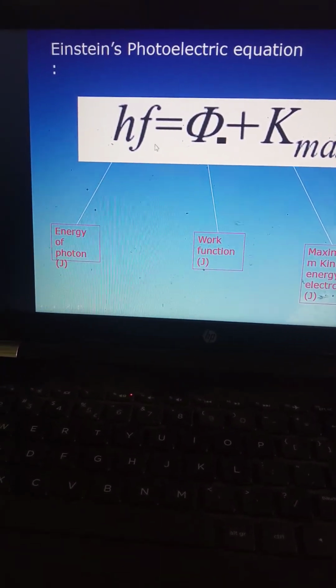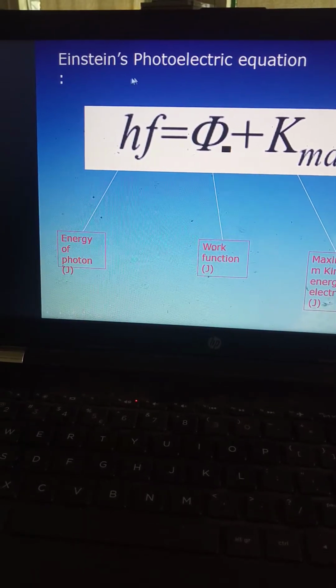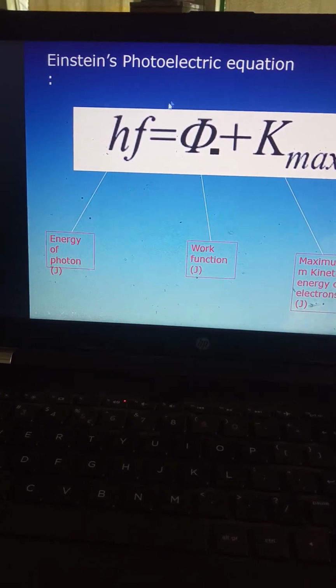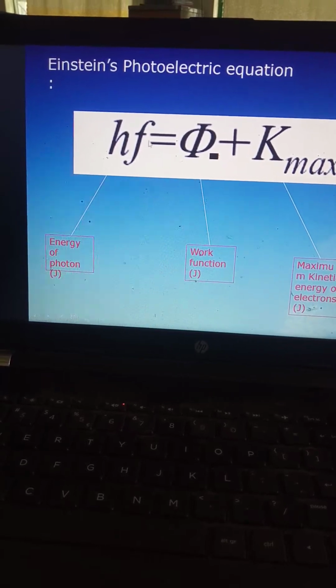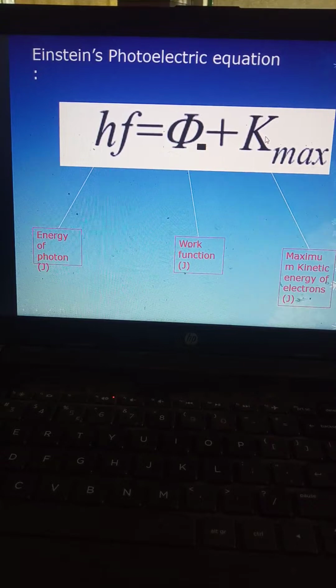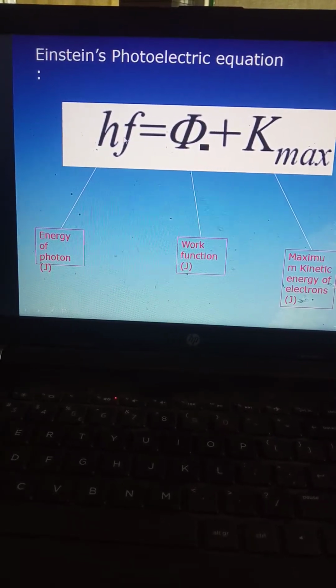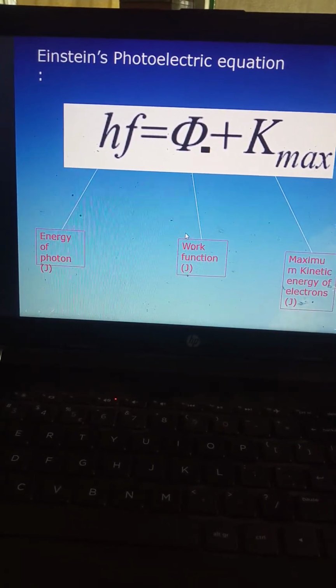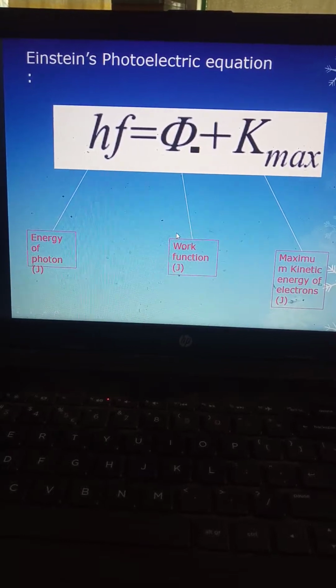Now, the photoelectric equation. The energy of a photon is always equal to the work function plus kinetic energy. So what does it mean? To get kinetic energy, it will be the energy of a photon minus the work function. Conditions.